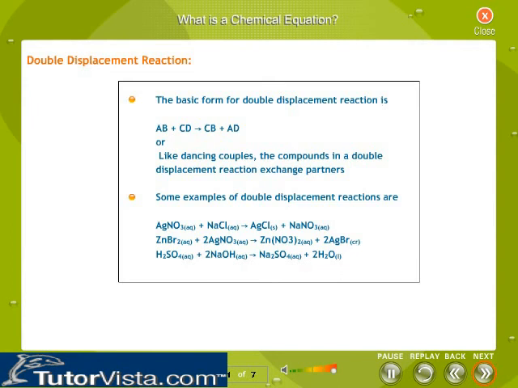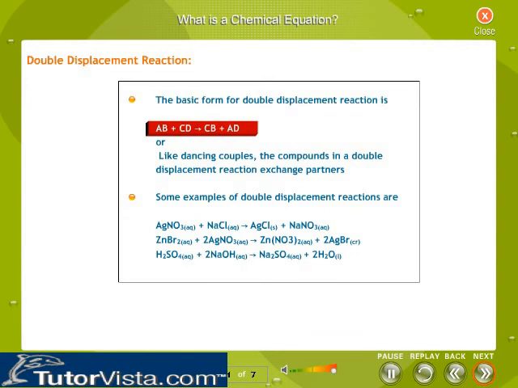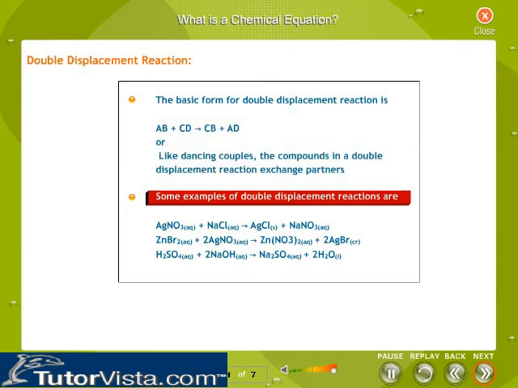Double displacement reaction. The basic form of double displacement reaction is AB plus CD yields CB plus AD. Like dancing couples, the compounds in a double displacement reaction exchange partners. Take a look at the examples carefully.